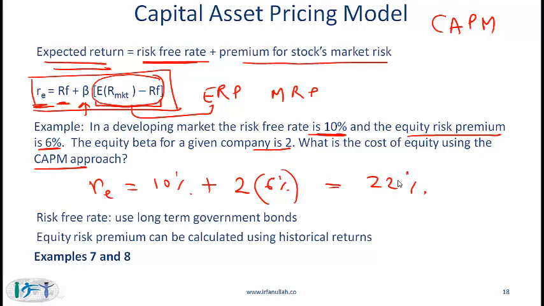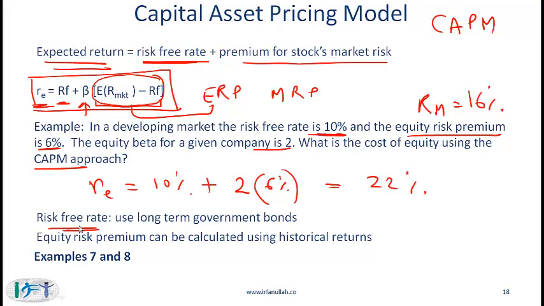In some questions, you might be given the return on the market. So you might be told that the expected return on the market is equal to 16%. If this information is given, then you need to do this simple calculation: return on market 16% minus risk-free rate of 10%, which will give you an equity risk premium of 6%.